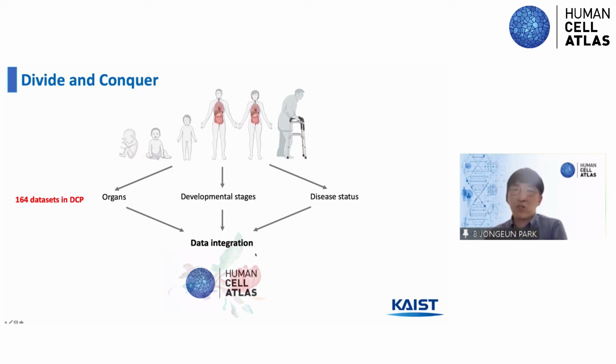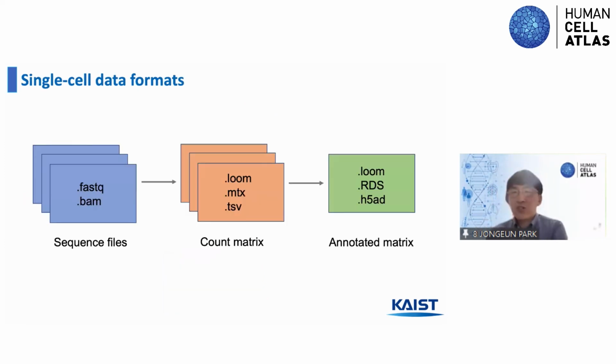So today I'm going to talk about what we're going to need for good data integration, and one of the strategies that we took to do this. So let's first look at our ingredients. What kind of data sets do we have in single cell data formats? First we start with the sequence files like FastQ and BAM files, and then we turn them into the cell by gene matrix, the count matrix, which is in the format of loom or matrix.